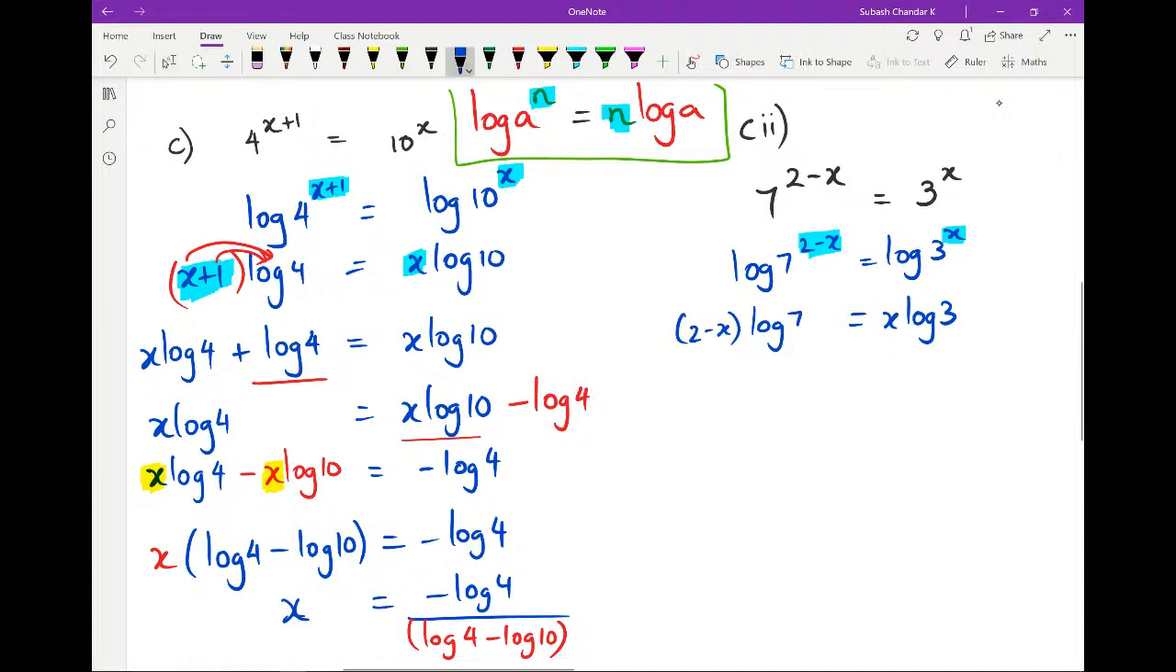And so here I need to expand the brackets. So I've got 2 times log 7, which is 2 log 7, minus x times log 7, which is negative x log 7. And all of this is equal to x log 3.